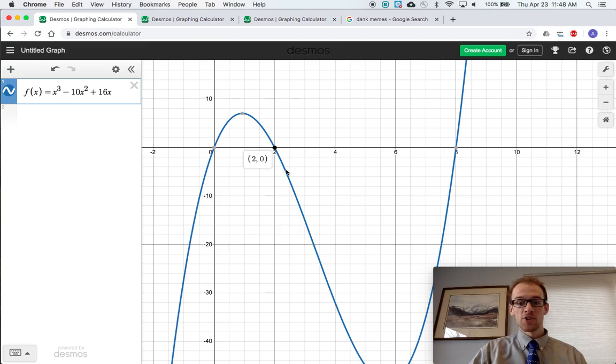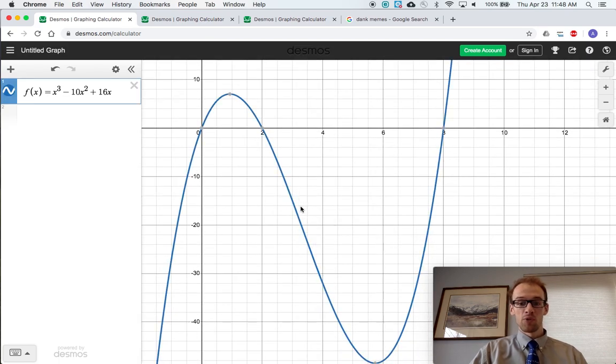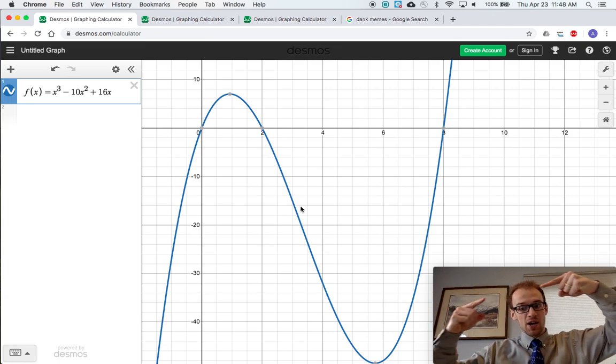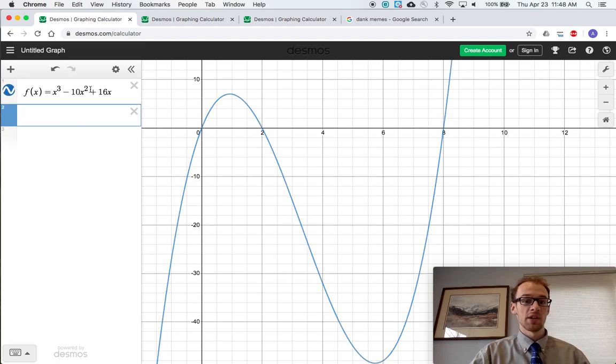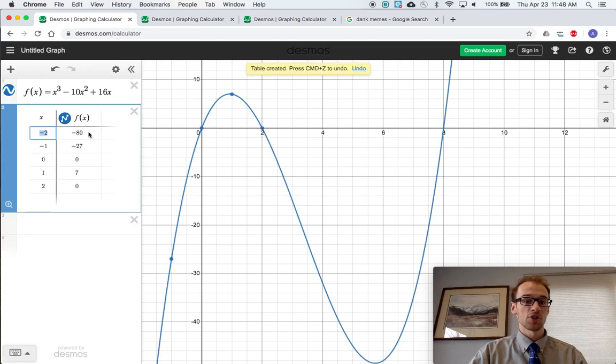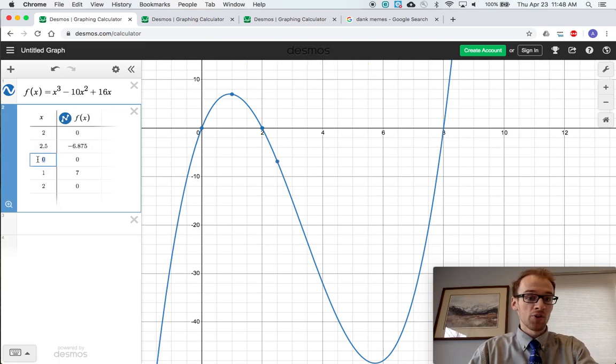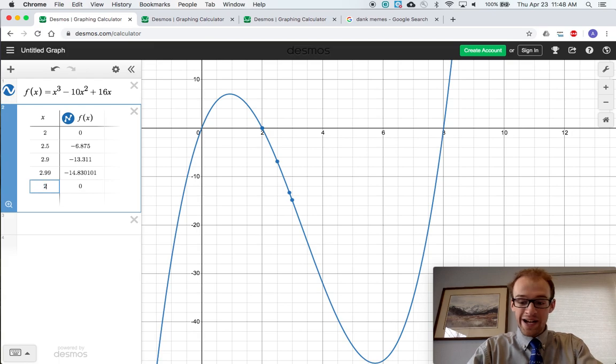So one way to show it is graphically. We can approach 3 from the left. We can approach 3 from the right. When we approach 3 from both sides, our y value approaches -15. We can also show that with a table. One of the nice things about Desmos is I can put a table for this function. I can plug in an x and get an f of x. So let's plug in 2, let's plug in 2.5, and let's get closer and closer to 3. How about 2.9? How about 2.99? And 2.999?